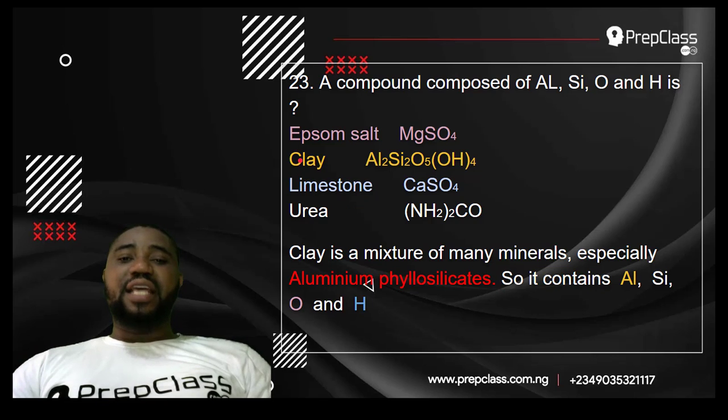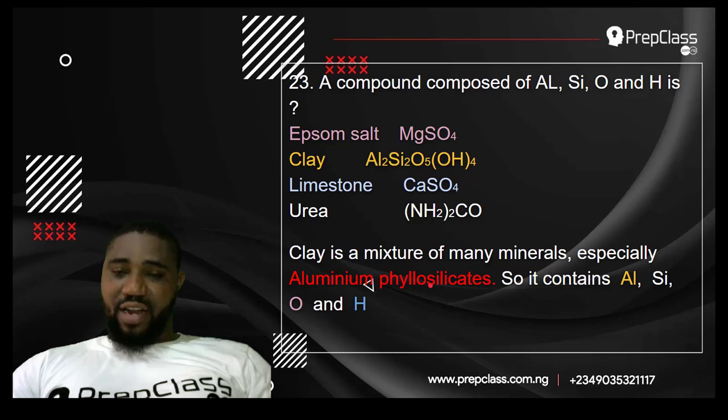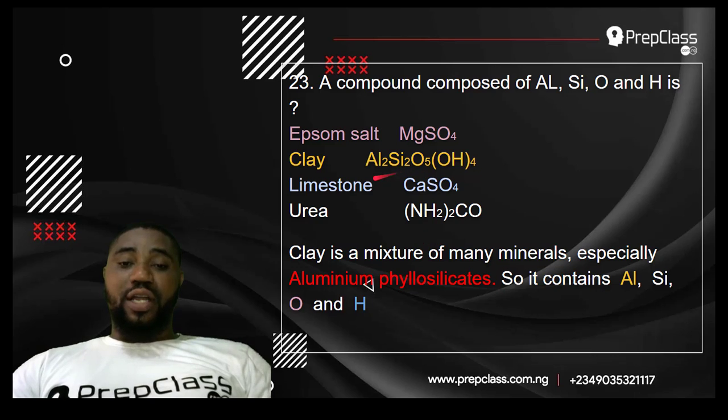The second one is clay. Clay is a mixture of various minerals, but its major composition is aluminium silicates. So clay, in a nutshell, contains aluminium, silicon, oxygen, and hydrogen. Limestone, there's an error here, I made the mistake here. Limestone is actually CaCO3, calcium carbonate. So limestone contains calcium, carbon, and oxygen. Now urea.